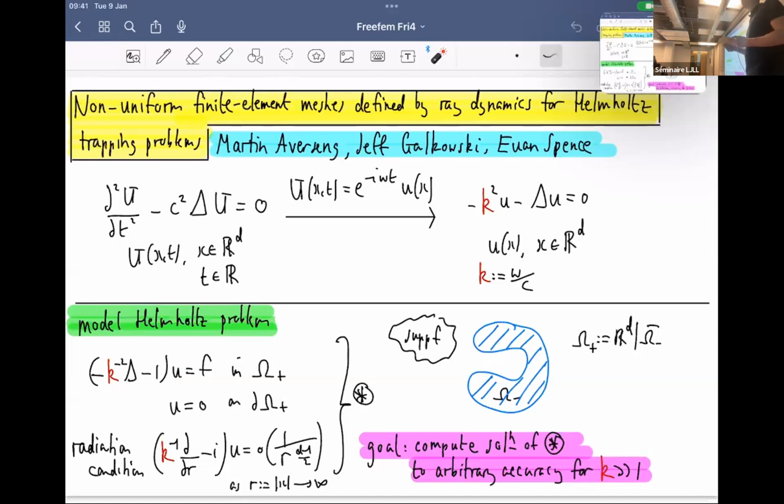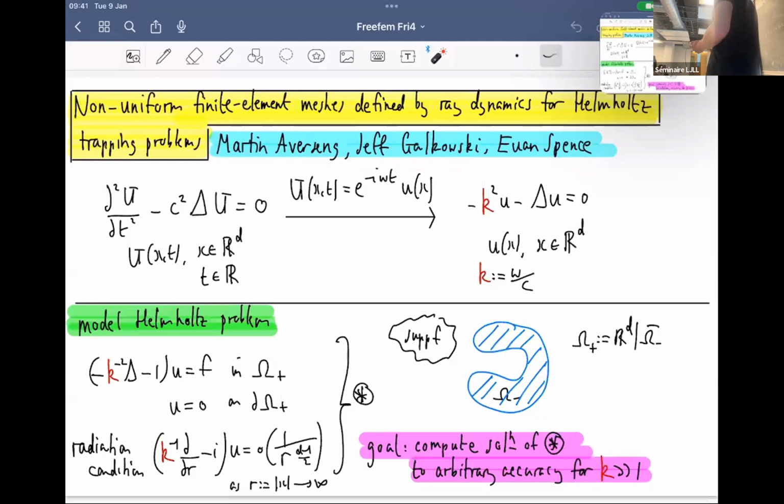It's been almost exactly 3 years since I was at LGLL. I came here in December 2019, and it's great to be back in person. So this talk is joint work with Martin Avasang, who is in the audience, Jeff Galkowski, who I saw lurking on Zoom. So hi Jeff, and of course myself, Euan Spence.